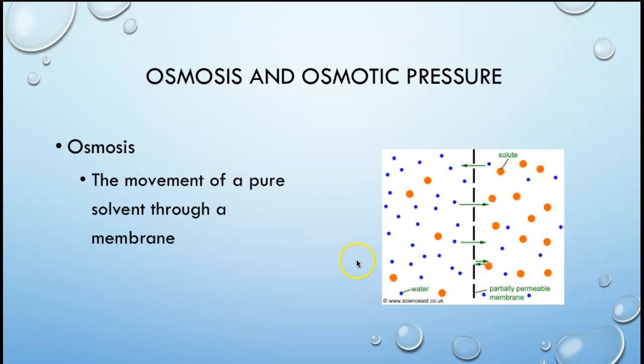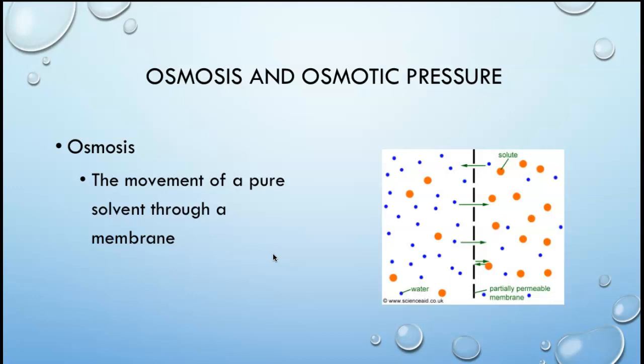All right, so the last colligative property that I want to go over is called osmotic pressure. Osmotic pressure comes from a property called osmosis. Osmosis is the movement of a pure solvent through a membrane. If you look at the diagram on the right, the solvent particles are blue and the solute particles are orange. Notice that this is called a semi or partially permeable membrane, which is only allowing the blue particles to go through. It's not allowing the solute particles to go through.